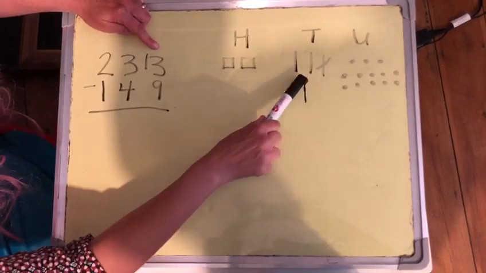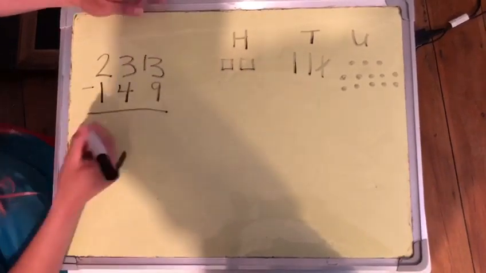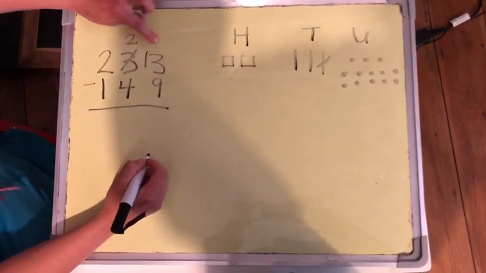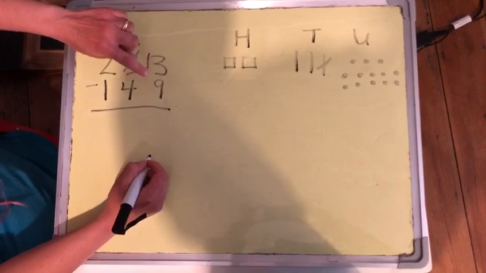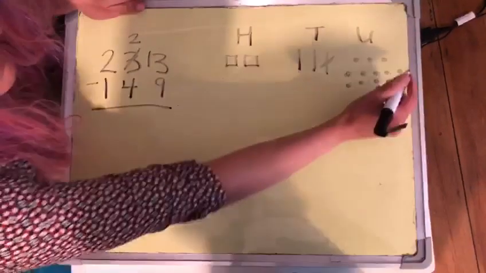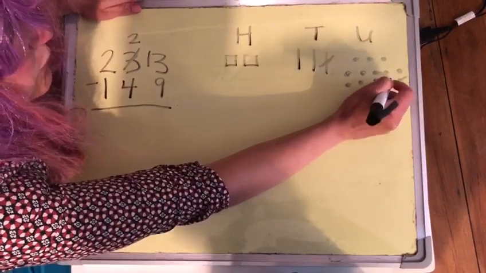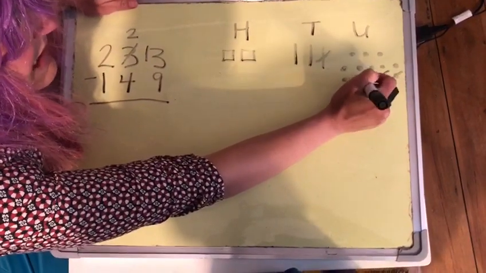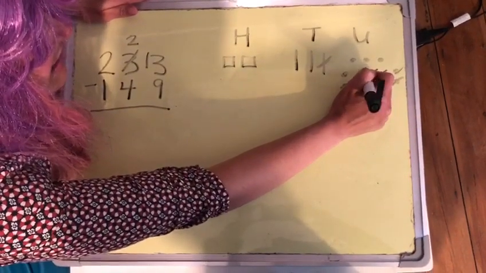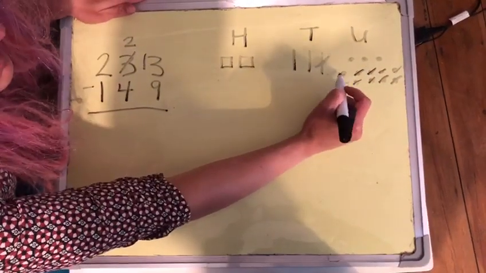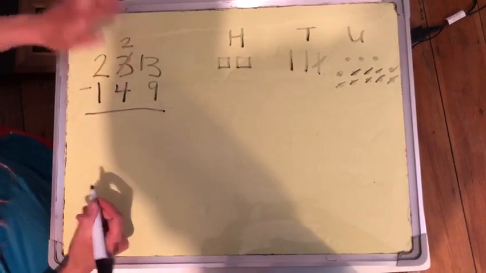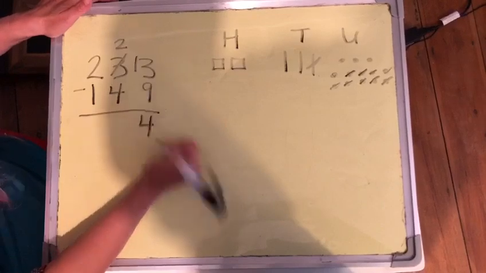I now no longer have 3 tens, I have 2 tens. That 3 tens will turn into a 2. Now, 13 units take away 9 units. Well, let us see. Let's take away 9: 1, 2, 3, 4, 5, 6, 7, 8, 9. AWJ class, correct. There are 4 remaining. 13 take away 9 is 4.